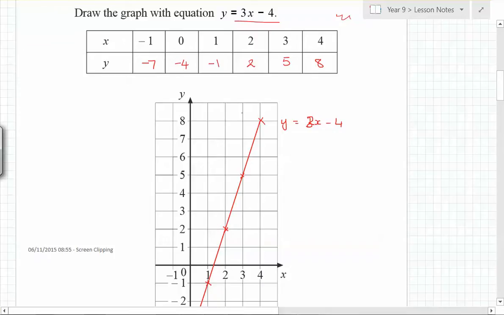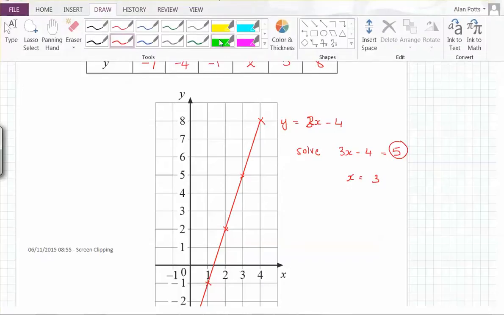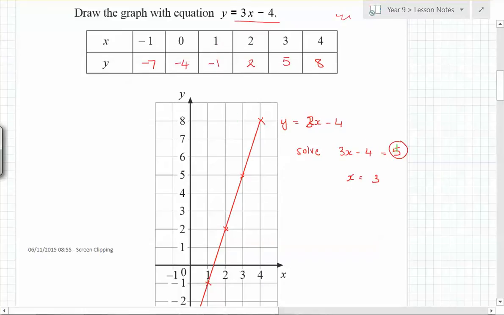So if I said to you, solve 3x minus 4 equals 5, what would you do? 3x minus 4 is 5 when x equals 3 and y equals 5. That's it. So if I want to solve 3x minus 4 is 5, I can either do it my algebraic way, or on my graph, I can go to 5, read across to where it hits the line, and then come down, and that's my answer.